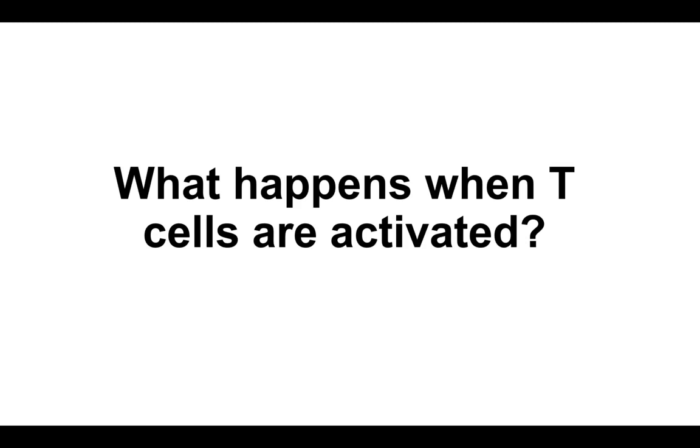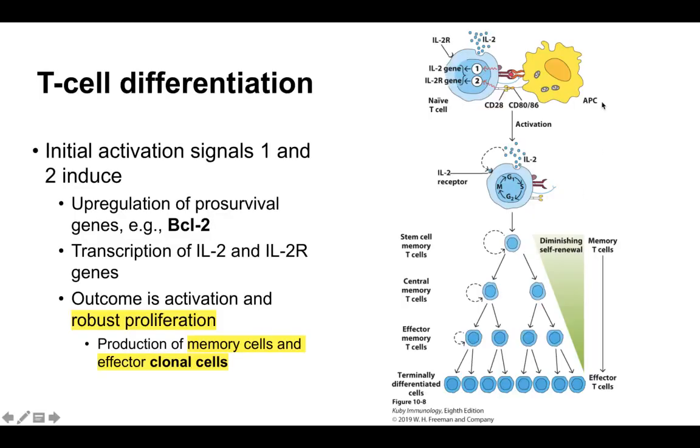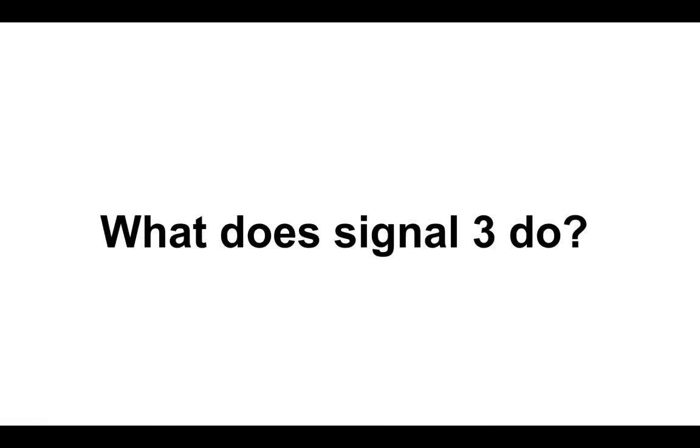What happens when T cells are activated? So when a T cell gets its two signals, signal 1 from the T cell receptor binding its antigen in MHC, and signal 2 from co-stimulation from that antigen presenting cell, it's going to proliferate. So it's going to clonally expand. IL-2 is a growth signal that helps push this through the cell cycle, and you'll get many more cells with that exact same T cell receptor generated. So you have a clonal expansion of these cells.